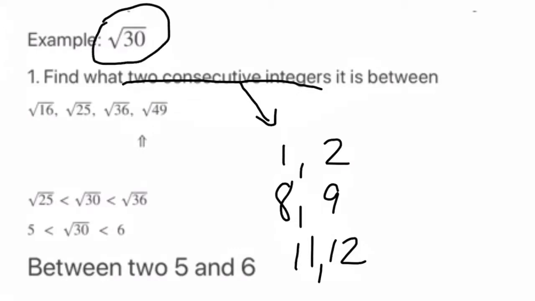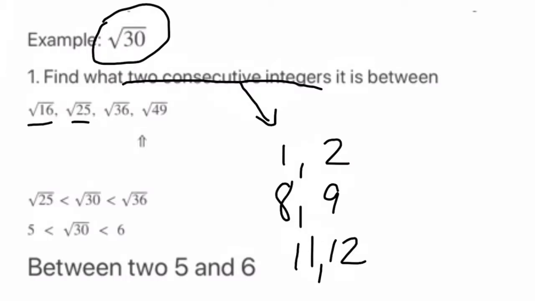So the easiest way, or one way to do this, is to look at your list of perfect square roots that you made in your notes a couple of days ago when we talked about perfect square roots. And you're looking for what two square roots 30 falls between. So if you're looking at your list, you should have 4 times 4, square root of 16, 5 times 5, square root of 25.